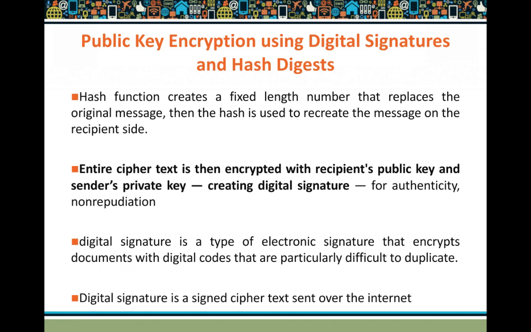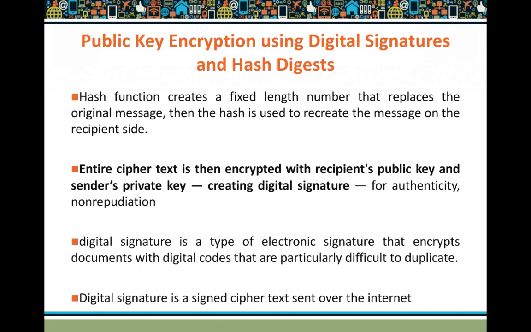So the entire ciphertext is encrypted with the recipient's public key and the sender's private key, creating the digital signature for authenticity and non-repudiation. In order to have a digital signature created, the entire ciphertext is going to be encrypted with the recipient's public key and the sender's private key. The sender will have his own private key and the recipient's public key, which is used in public key cryptography to encrypt the message. And then we have the digital signature getting added so that the source is authenticated perfectly.